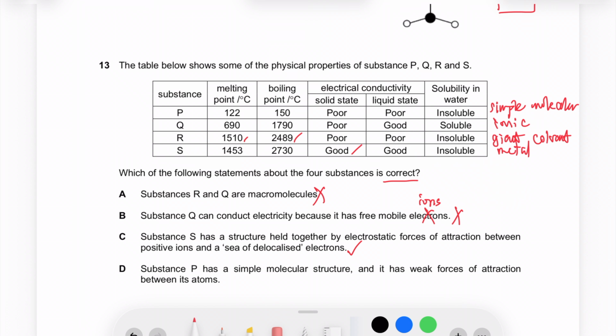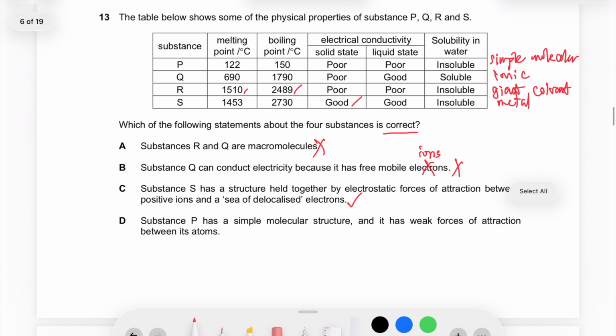P is a simple molecular structure. Yes, true. It has weak forces of attraction between its atoms. No, it's not between the atoms. What's wrong with this statement? It's not atoms. It should be molecules, because it is a molecular structure. Weak force of attraction is correct, but it's between the molecules, so the answer is wrong. So the only answer that makes sense is C.